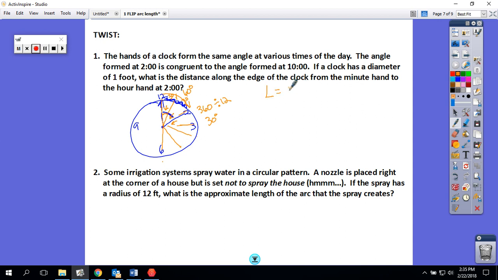So to find my arc length, again, I know I'm going to use 2 pi r theta over 360. I just found theta. Theta is going to be 60 degrees. I need the radius. So it says that the diameter of the clock is 1 foot. 1 foot is 12 inches. So that means 6 inches would be half of that. So r is 6. So 2 times pi times 6 times 60 degrees over 360 is going to be our arc length. So we punch that in the calculator, fraction button. 2 pi 6 times 60 over 360 gives me 2 pi.